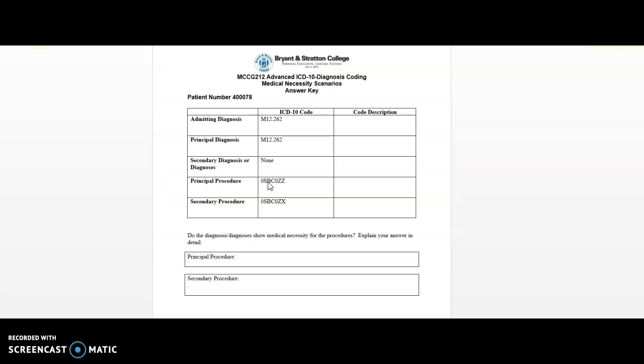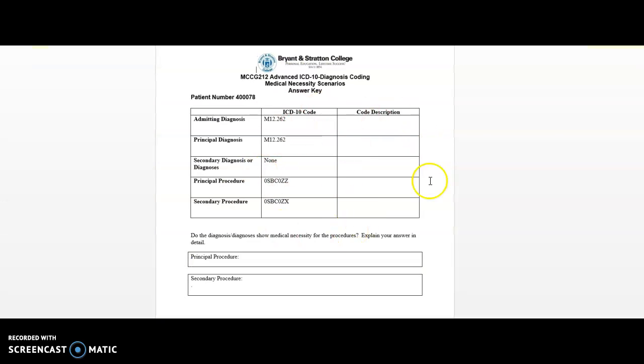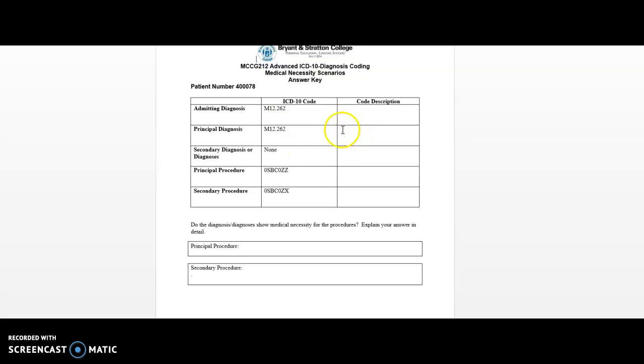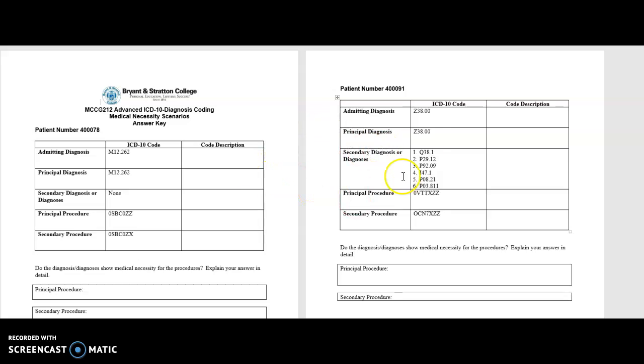So when you go to review this, just make sure that you're looking at the template, because these are the answers that somebody has already put in there. You're just looking at the AHIMA VLab to say, does the documentation support the codes that somebody already put in here? Why or why not?